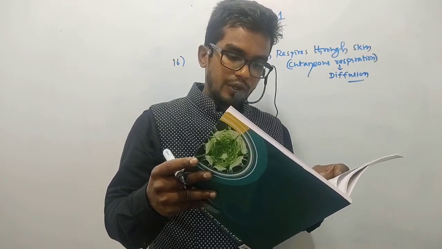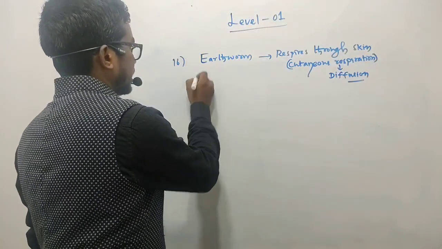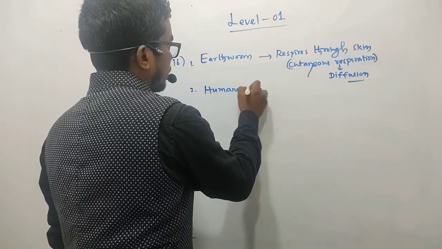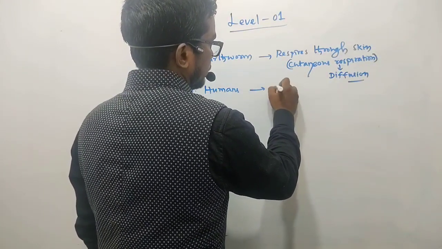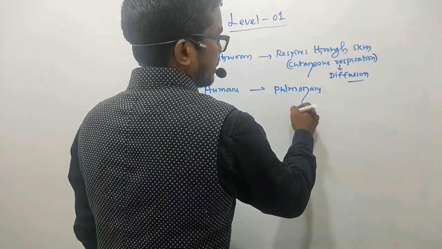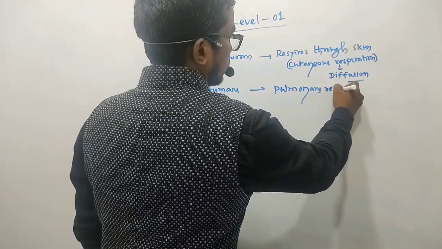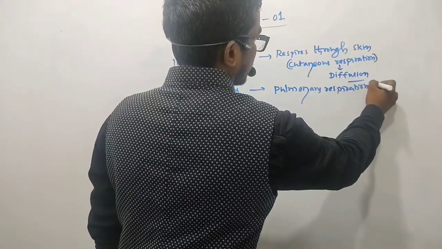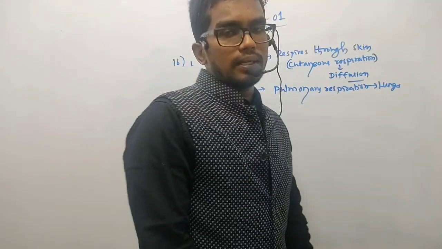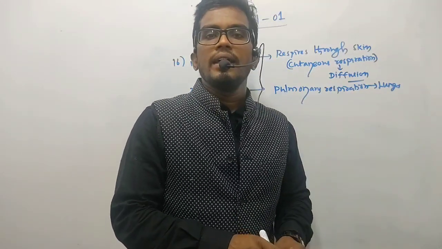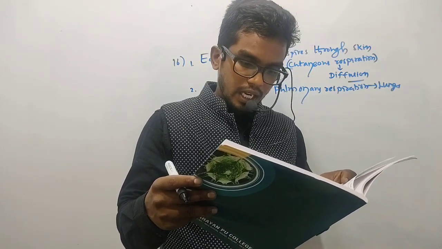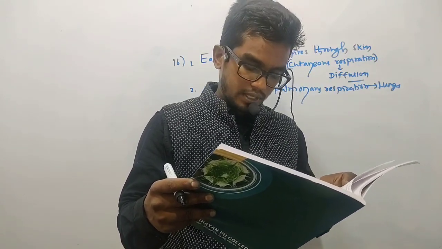Secondly, we have humans. Humans respire through lungs. The respiration through lungs, we generally refer to as what? Pulmonary respiration, isn't it? So this is nothing but respiration which occurs through lungs. So we respire through lungs, which are the primary respiratory organs. Then we have to go for B1, that is pulmonary.